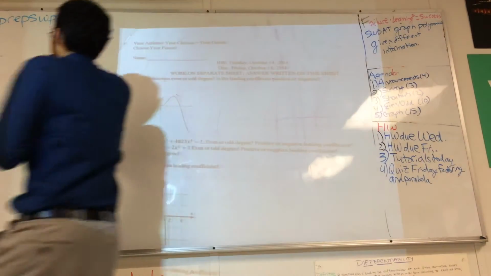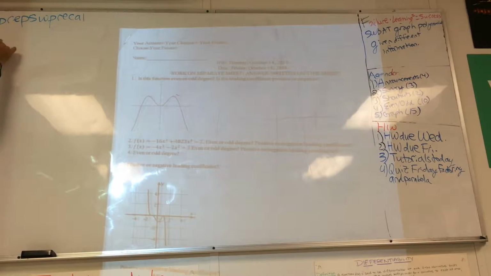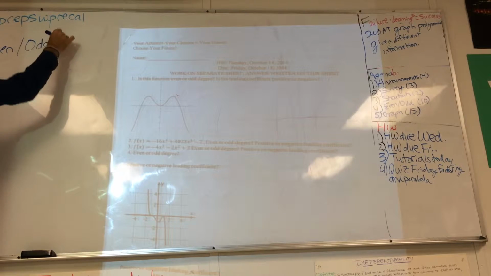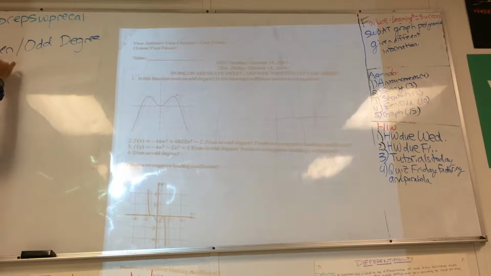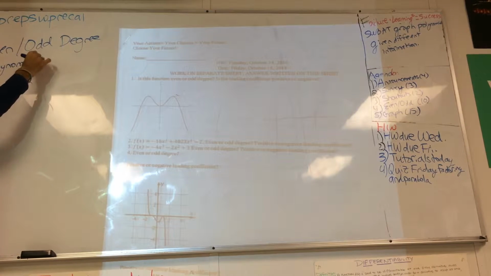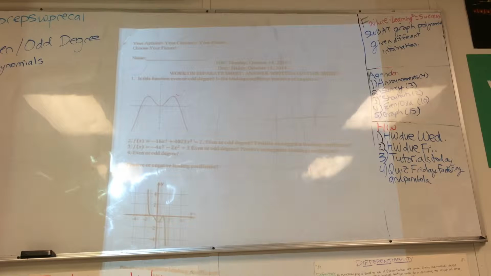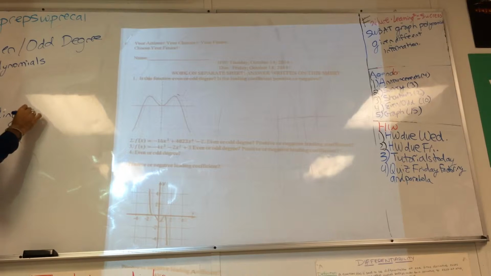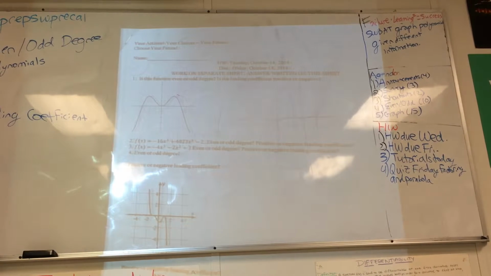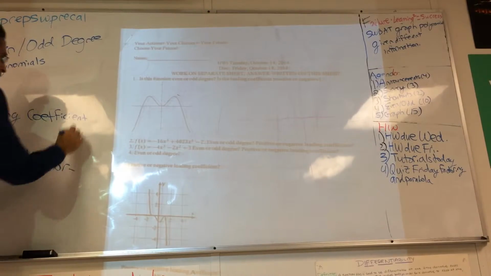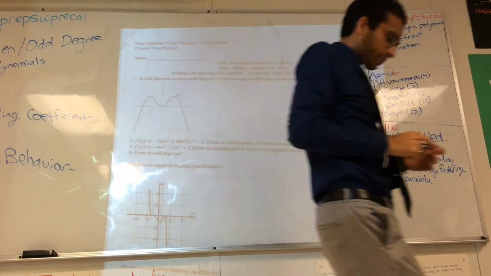We good? All right. So three things. I really like four things, but even and odd degree polynomials. We want to talk about the leading coefficient, and we want to talk about end behavior.